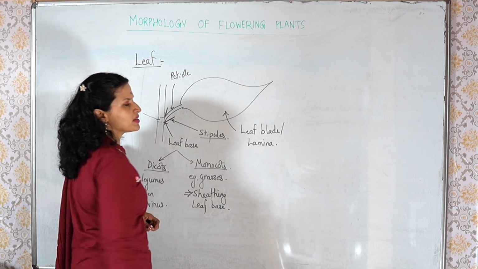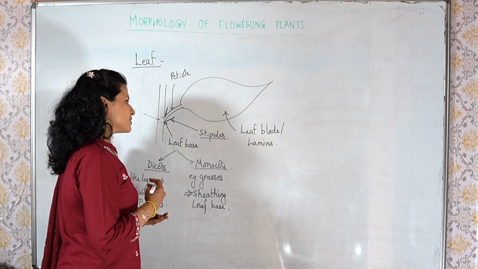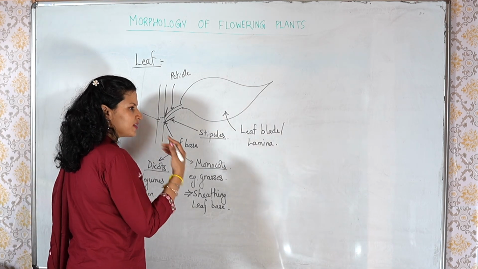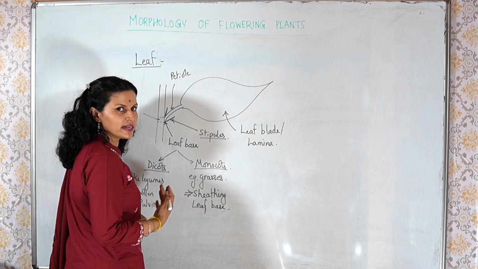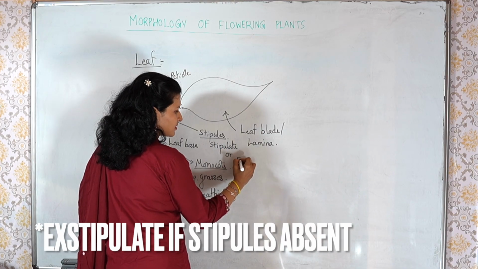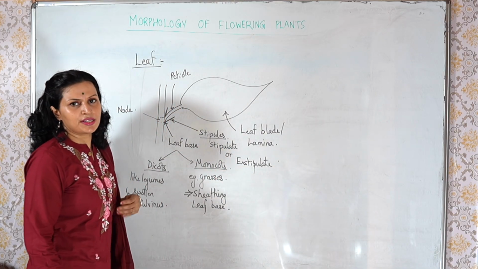The stipules are not present in all the plants. In some plants they are present, in some plants they are absent. If they are present, the leaf is called a stipulate leaf; otherwise, it is ex-stipulate. Examples are not cited in NCERT.